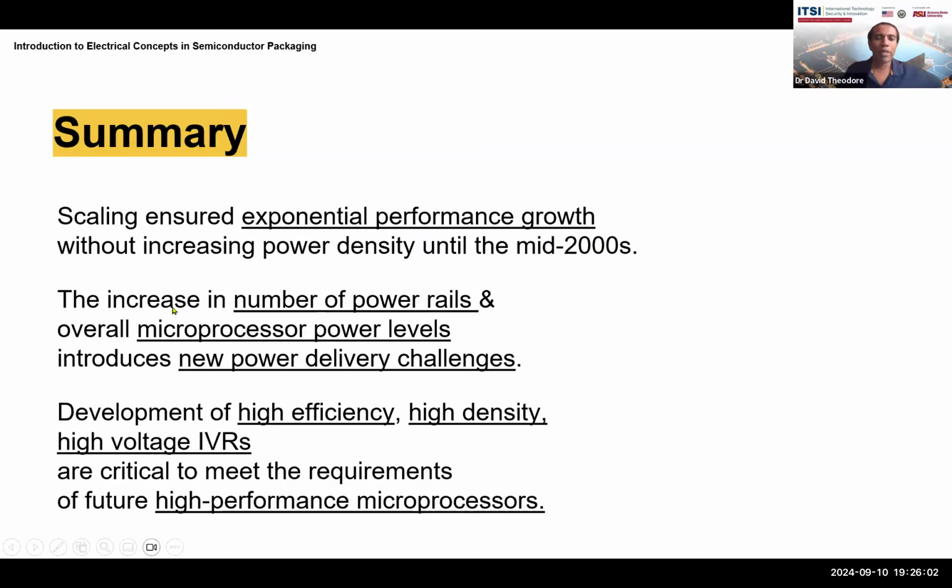But after that, we ended up having to increase the number of power rails and the microprocessor power levels, and there was a need for new power delivery solutions because of those challenges.